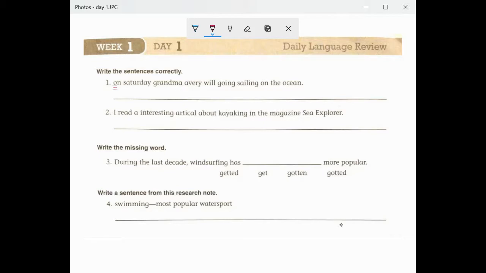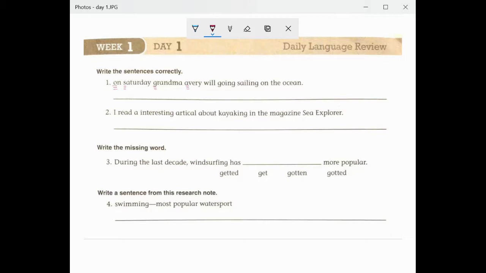Same with Saturday. Saturday is a proper noun. It's a day of the week. You always capitalize those. Grandma Avery, that is her name, so that is also a proper noun. You want to capitalize the G in grandma and the A in Avery. On Saturday, Grandma Avery will going sailing on the ocean.